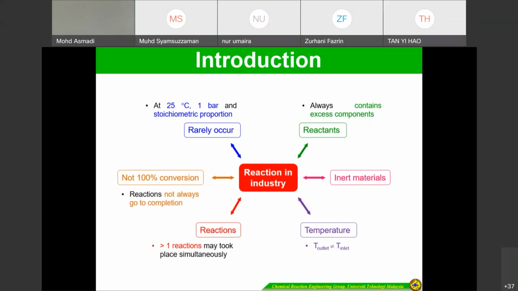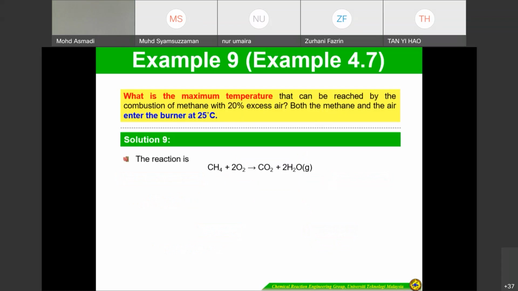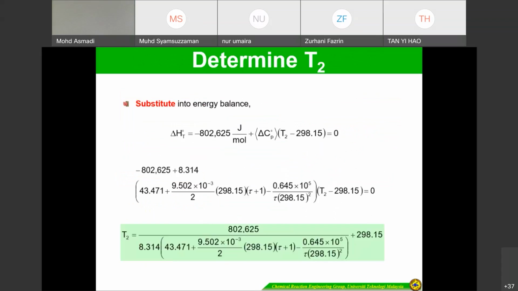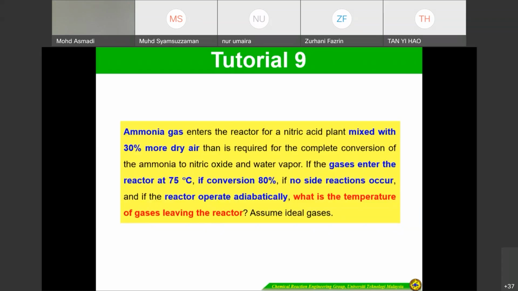So what you have to do is apply the hypothetical path method, as well as what you learned about sensible heat and latent heat, to calculate the heat involved in the reaction in industry. For example, example 9, if you have the main textbook. I will just explain this first, briefly, and then you have to do the tutorial first, this one, tutorial 8.